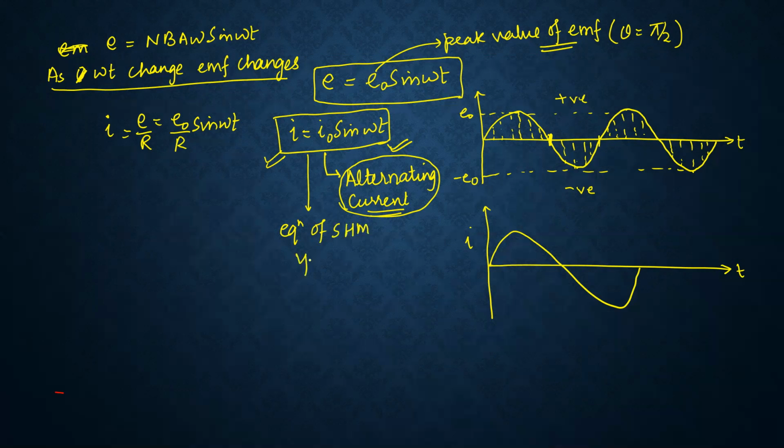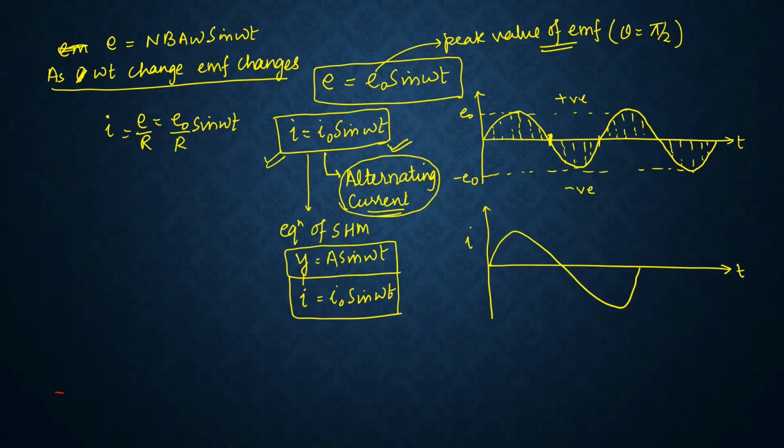As you remember, y is equal to a sine omega t was the equation of SHM, where y is the instantaneous displacement and a is the peak displacement, or maximum displacement, also called the amplitude. In the same way, here I is the instantaneous current and I naught is the peak value of current. So if I need to find the value of I at any particular time, I can use I is equal to I naught sin omega t.